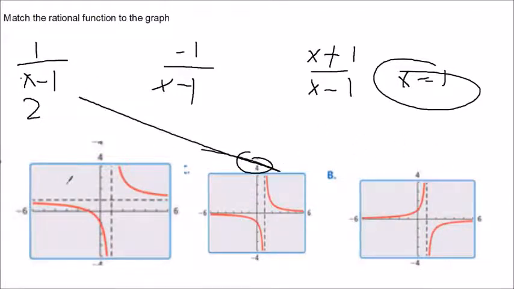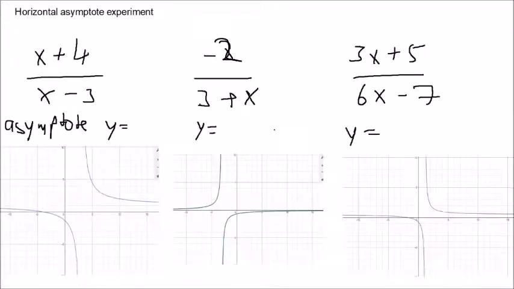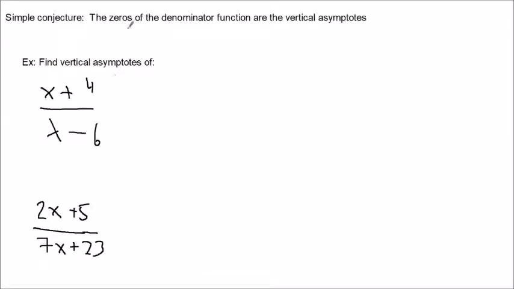So this one's this one, right? And then if we put 2 in here, we'll get 2 minus 1 is 1, but negative 1 divided by 1 is negative 1. So this 2 will point in the negative 1 direction. So this one belongs to this one, which leaves this one over here. Process of elimination really does help you decipher these graphs. So the simple conjecture is the zeros of the denominator function are the vertical asymptotes of the function.